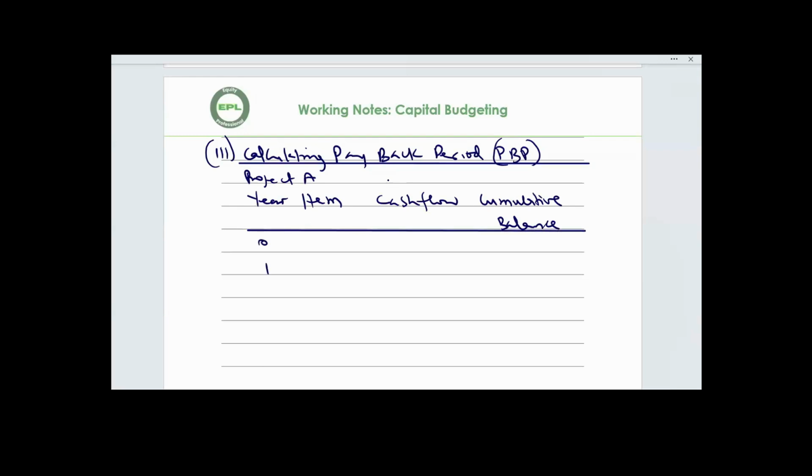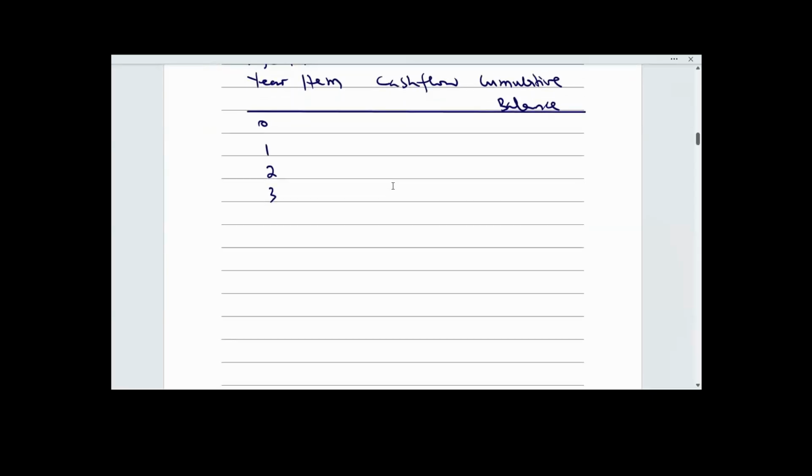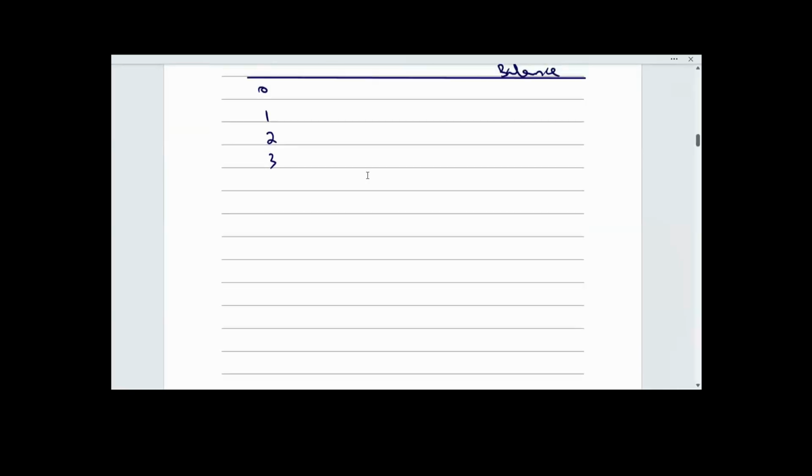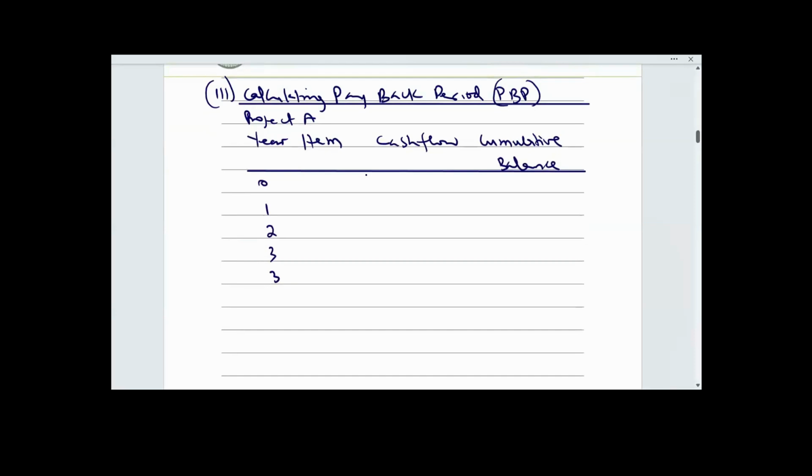Year 0, 1, 2, 3. Please, when you are calculating your payback period, don't add scrap value to the cash flow of the final year. You separate it, because once you add it, that means you want to use scrap value as a bailout. So don't do that. Here is the initial outlay, cash flow, cash flow, cash flow, then scrap value.